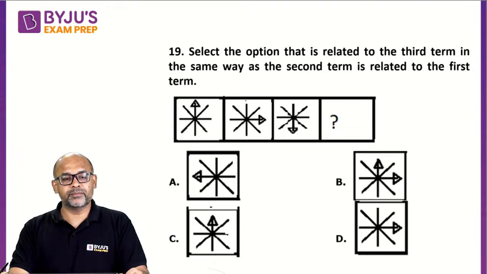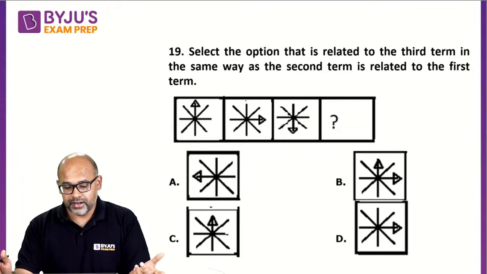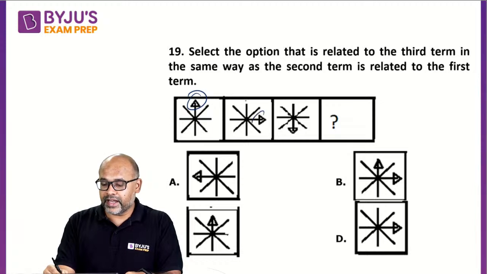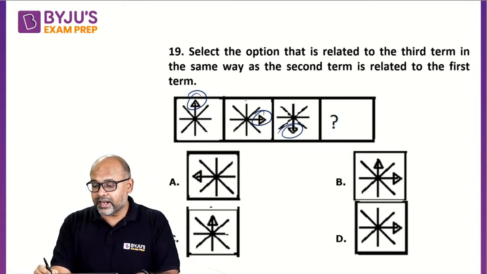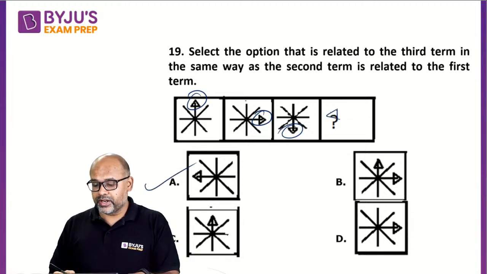Closing with a very, very simple question. That's it. So you have triangle, 90 degree, another triangle, another 90 degree, another triangle. So the next one should be another 90 degrees. So the triangle should be like this. So that should be your option A.